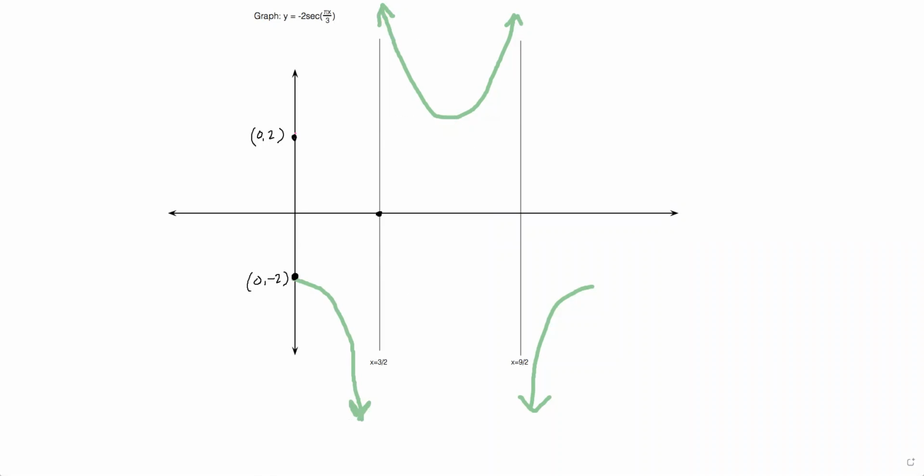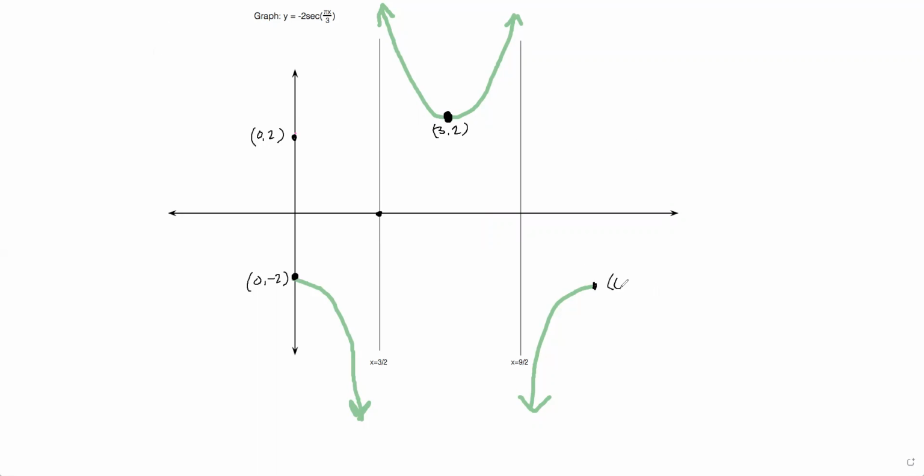Alrighty, and then like I said, I do want to label a few points, because sometimes teachers ask us for those points to make it clear if we know where function behavior occurs. So this is going to be at 3, 2. And then if this point right here is 0, -2, then this one over here is going to be at 6, -2, because 6 is going to be our period.